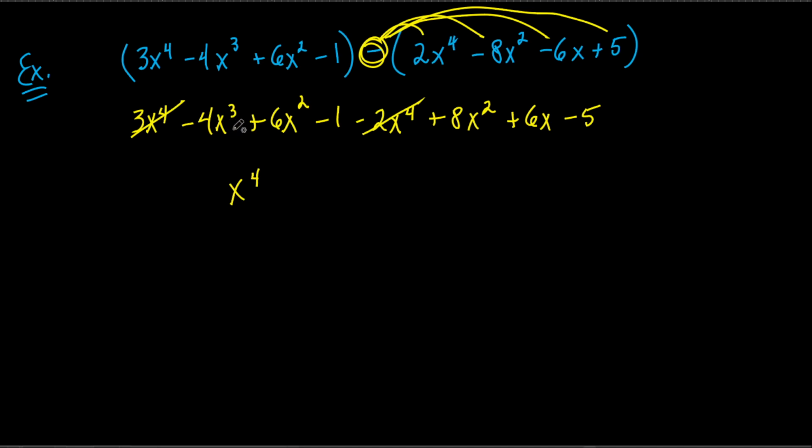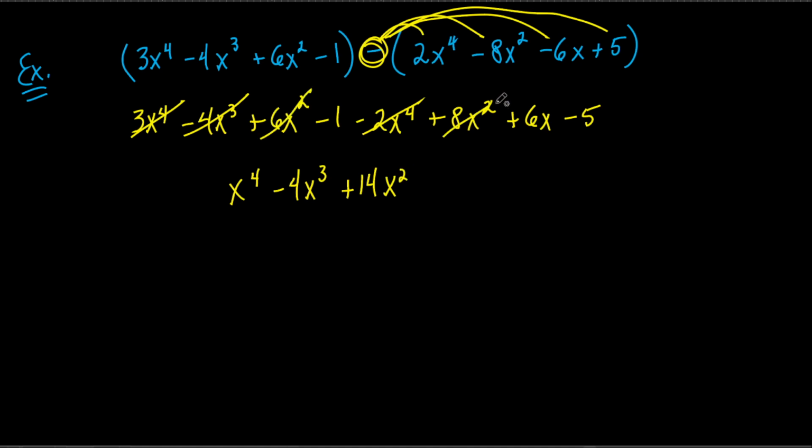The next one is x cubed. I don't see any other x cubes except for this one, so I'm just going to write minus 4x cubed. The next one is x squared. So I got a positive 6 and a positive 8. What's that? 14. So plus 14x squared.